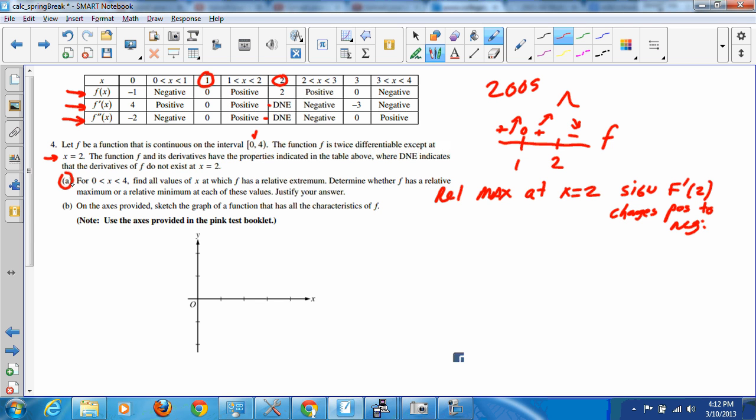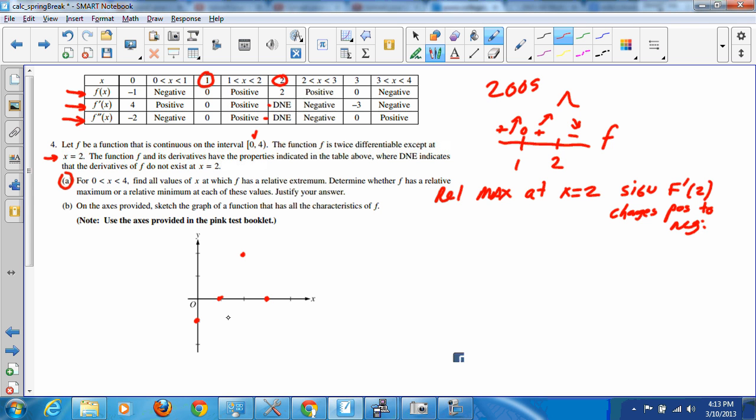Part B says on the axis provided, sketch the graph of the function that has these characteristics. Well, the first thing we could do is focus in on the values and just get a point. So at 0 we have a point at negative 1, and then at 1 it is 0. At 2 it's equal to 2, and then at 3 it goes back to 0, and then it continues to be negative after that.